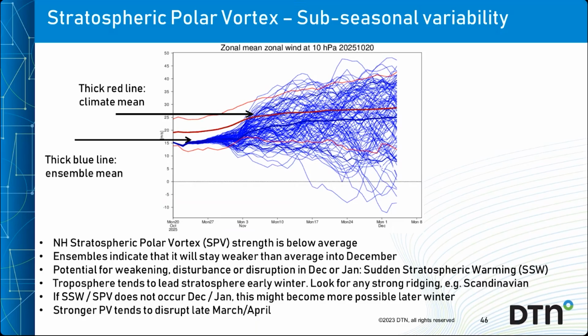If the polar vortex avoids a disturbance like that early in the winter, then it might still be preconditioned for a breakdown later in winter, or perhaps more likely early spring. So early cold might make late cold less likely, and vice versa.